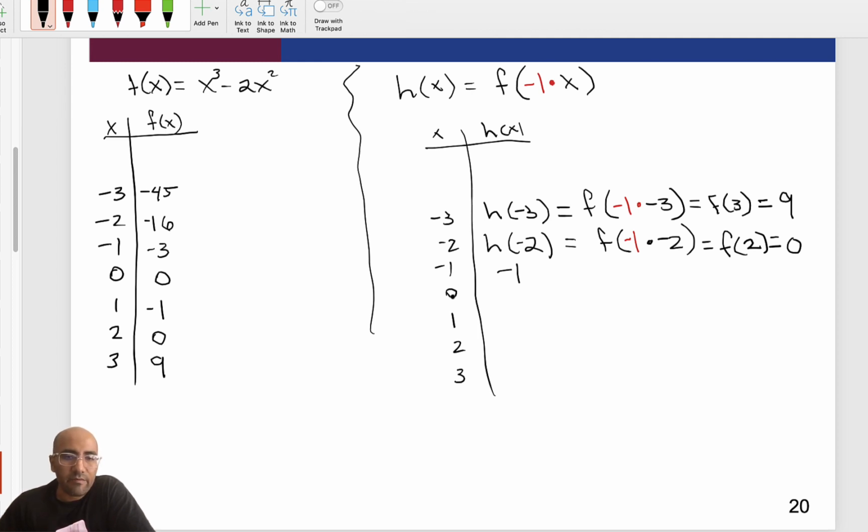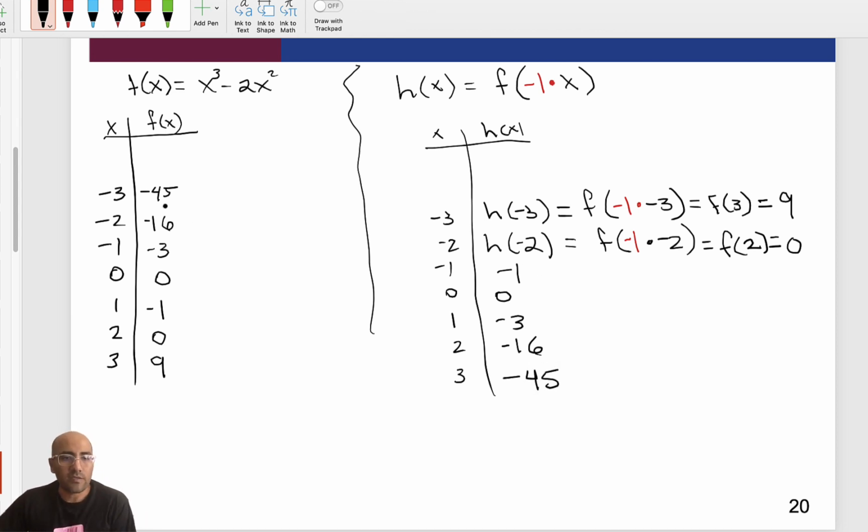Well, you multiply by -1, you still get 0. So 0 still gives you the same answer as 0, right? The same output as 0. 1 is going to give you the same output that you normally got under -1. So then this is going to be equal to -3. And 2 gives you the same answer as -2, and it's -16. And 3 gives you the same answer as -3, so that's going to be -45.